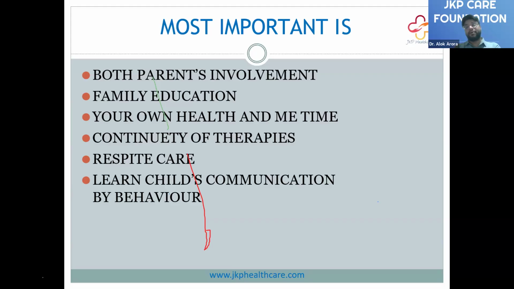Continuity of therapies is very, very important. In autism, at various stages, various times, you would require various therapies. And that continuation is important. Taking a therapy for 15 days, 1 month, 2 months, and then giving a break, how much difference does it make?